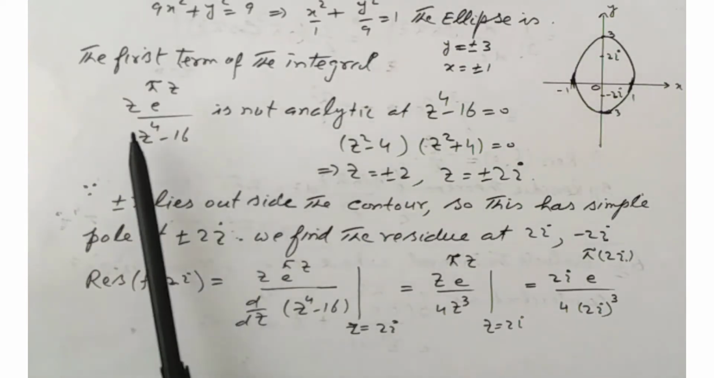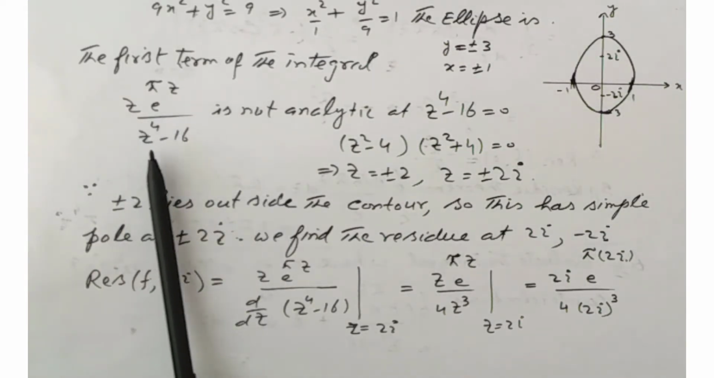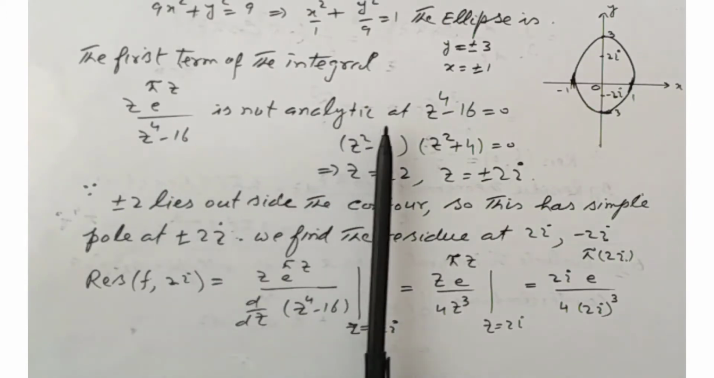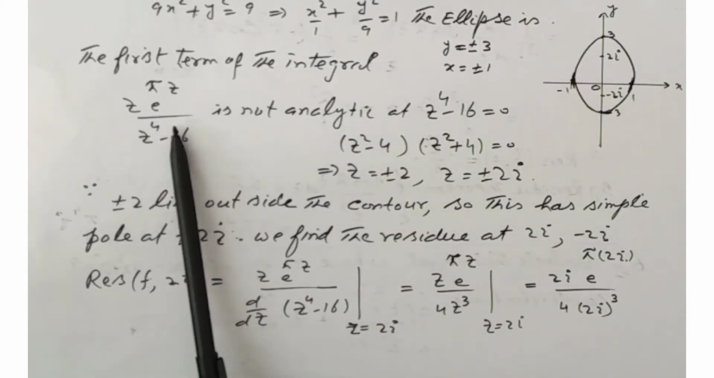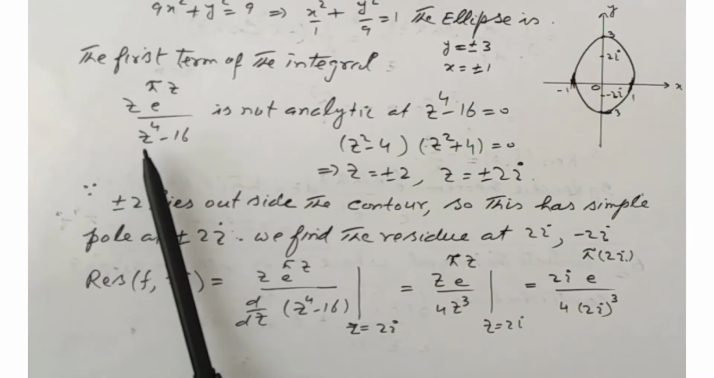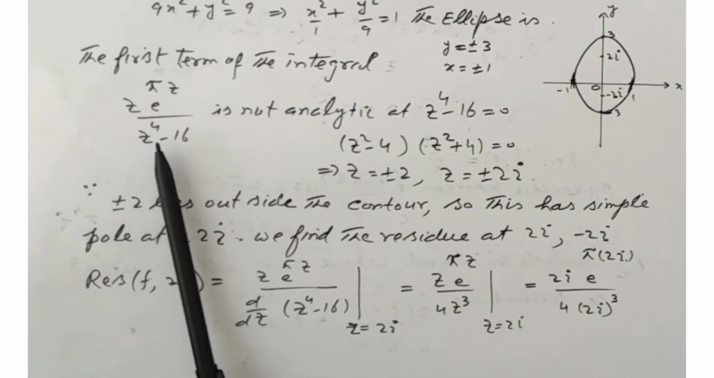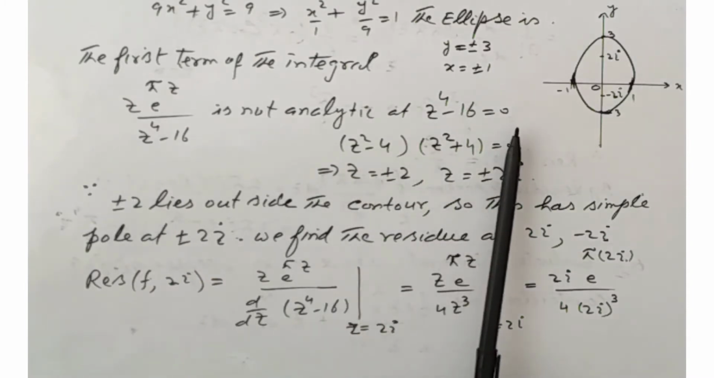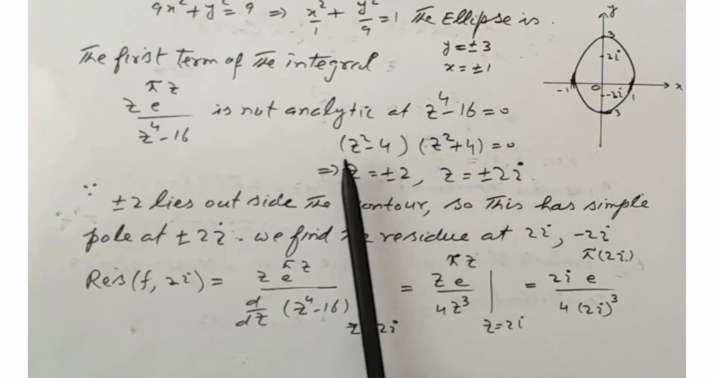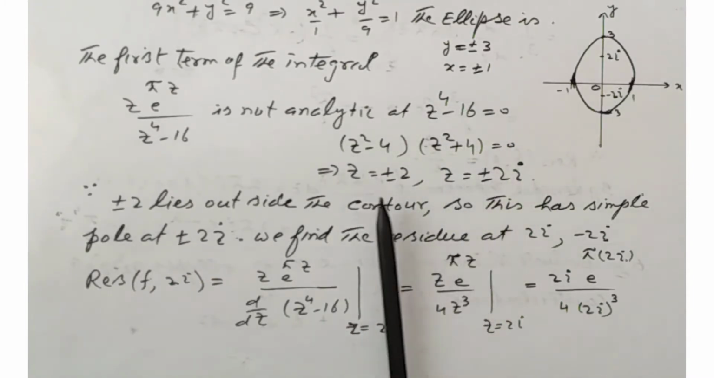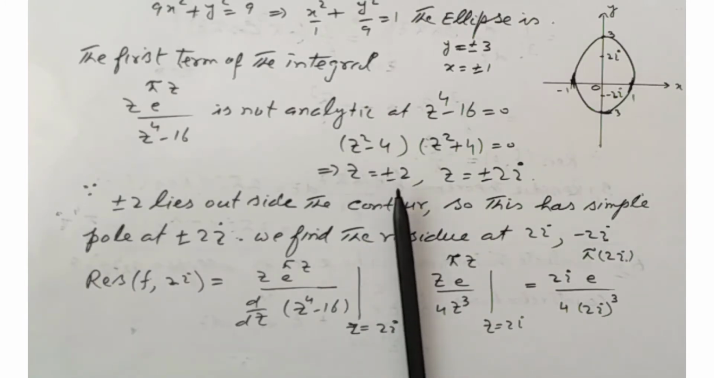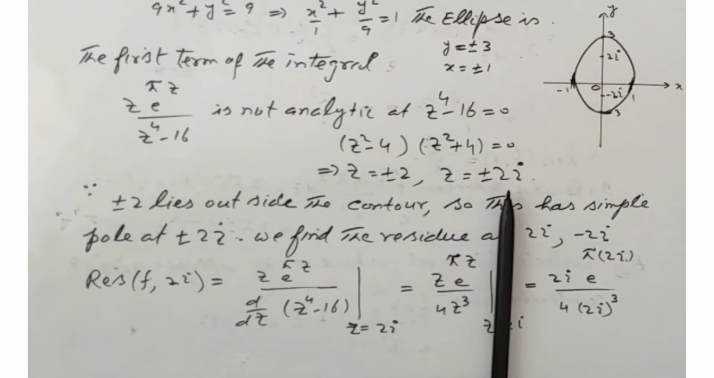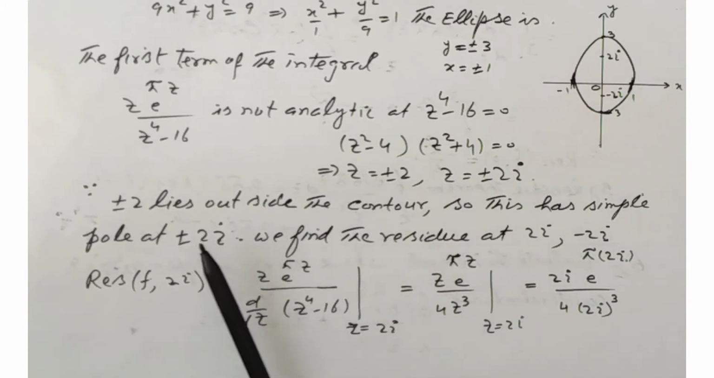Now the first part of the integral, z e^(pi z) over z^4 minus 16, is not analytic. When this term equals 0, the total function becomes infinity. So we say that the function is not analytic at z^4 minus 16 equal to 0. So we can write this term in this form. From here z equals plus minus 2, and from this term z equals plus minus 2i.